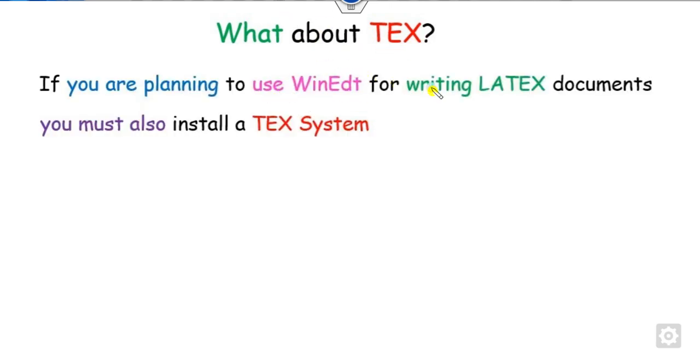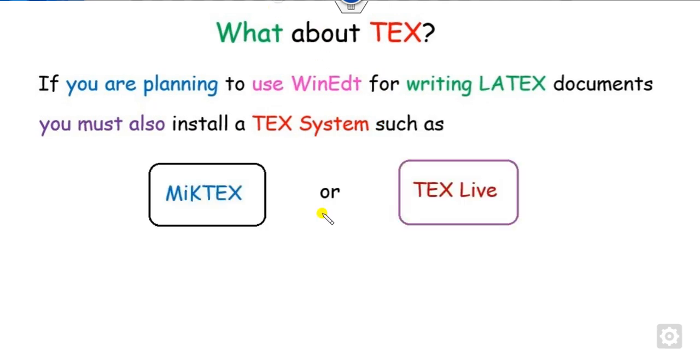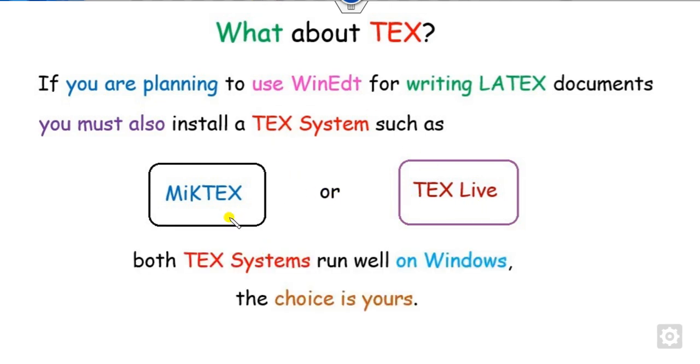What is TeX and how you can download it. If you want to write something in a LaTeX document, then you must install a TeX system. There are two kinds of TeX systems: one is called MiKTeX and the second is called TeX Live. Both these softwares are available for Windows, and you can choose them as per your preference, but I recommend MiKTeX.